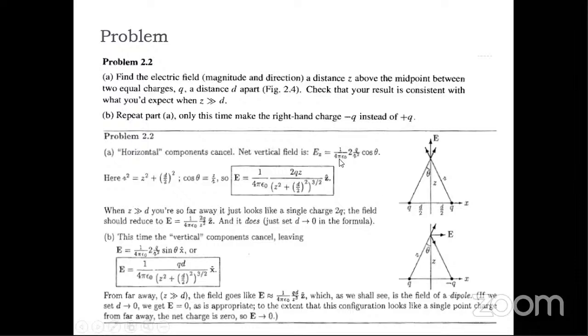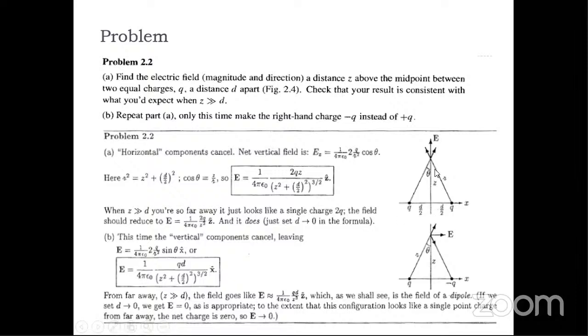So what is this component? Electric field is 1 upon 4 pi epsilon 0 q upon r square, multiplied by the component along the vertical direction. The angle between the electric field and this direction is theta, and therefore the component will be multiplied by cosine of theta. So this is the total electric field along the z direction. Now what they have done? They have replaced this r in terms of known quantities.